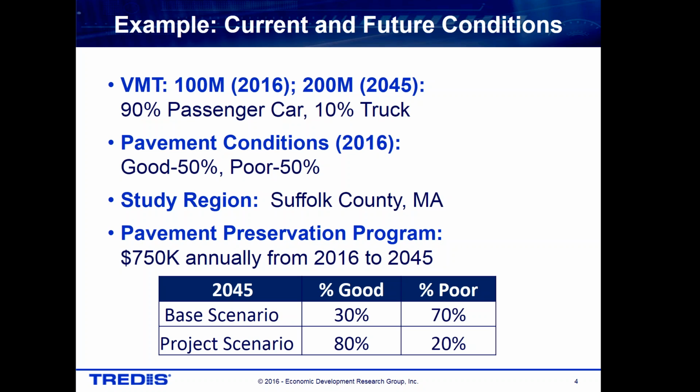Pavement conditions in the current year are roughly about 50% good, and the other 50% is in poor condition. If there's not any additional investment by the year 2045, some pavement condition modeling analysis has estimated that the amount of pavement in poor condition is unfortunately expected to rise up to roughly about 70%. However, using this modeling process, if there's an investment of $750,000 annually out to the year 2045, that is expected to improve pavement conditions up to roughly about 80% in good status and 20% poor status.